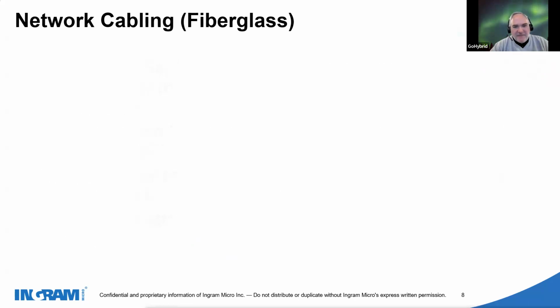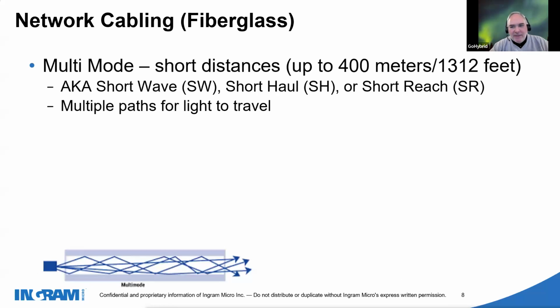Fiberglass cabling. Two main types of fiberglass cabling. We have what's called multi-mode. Multi-mode is used for short distances. And by short distances, when I'm talking about fiberglass and optical signals, we're talking about up to 400 meters, so a little over 1,000 feet. Also referred to as shortwave, short haul, or short reach.